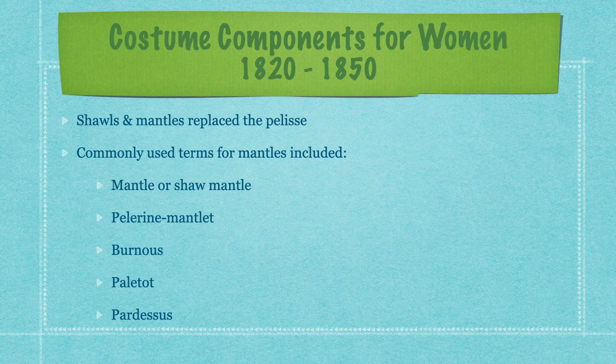The palto was about knee length and had 3 capes and slits for the arms. And the pardessus is a term that was applied to any of a number of garments for outdoor wear that had a defined waistline and sleeves that were from 1.5 to 3/4 in length.